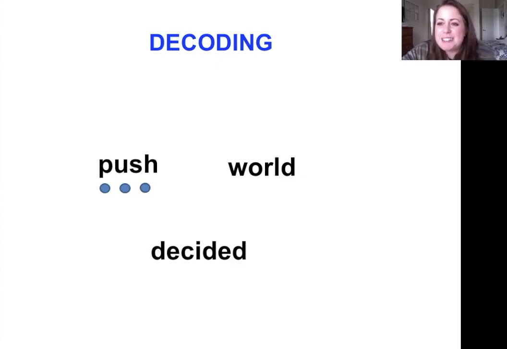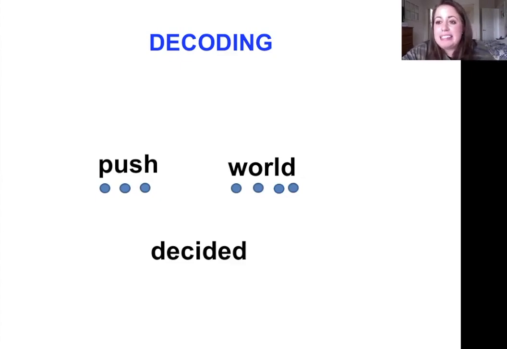Moving on to the word that begins with the letter W. Do you see it? Let's try it and tap it out. Here we go. World. Excellent. And then finally, this last word, we're looking at the open syllable at the beginning again.